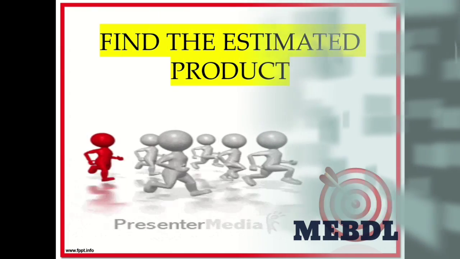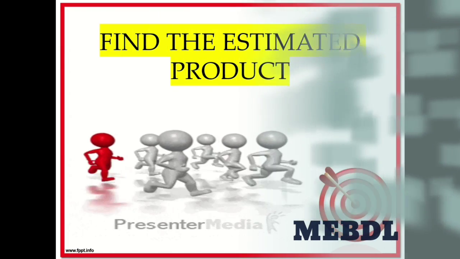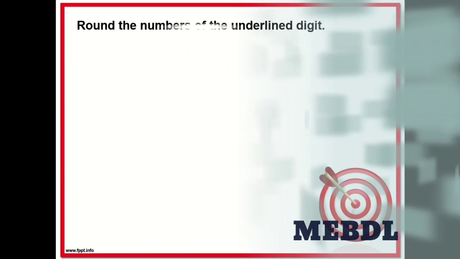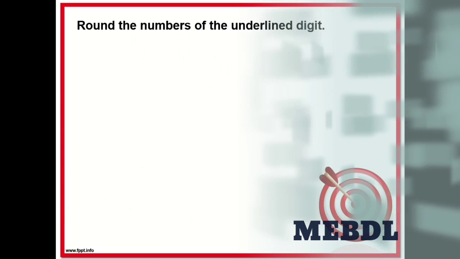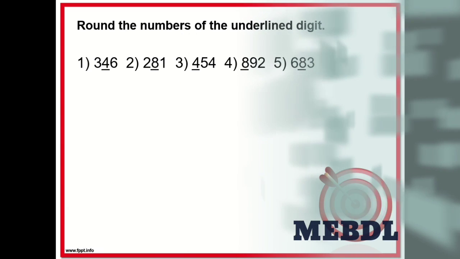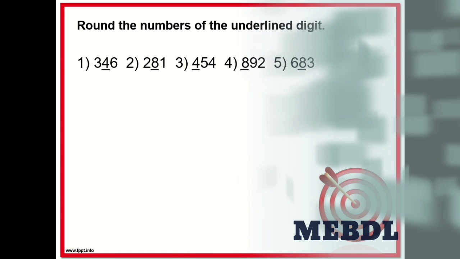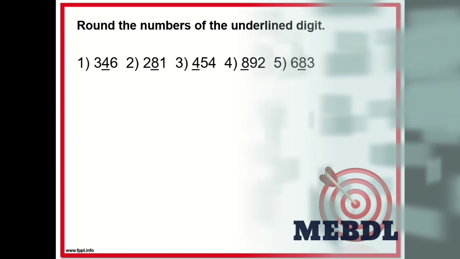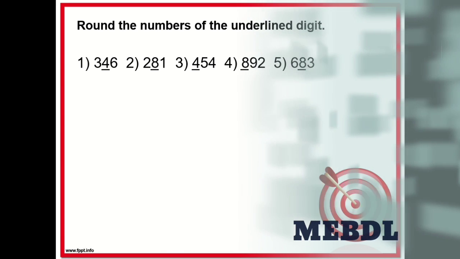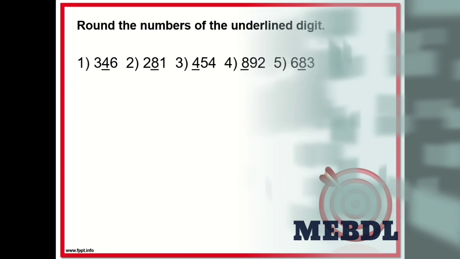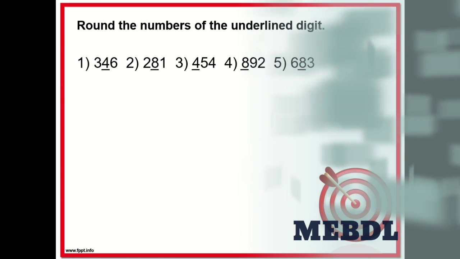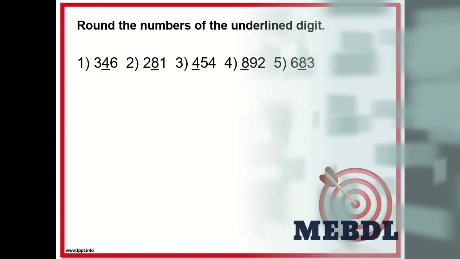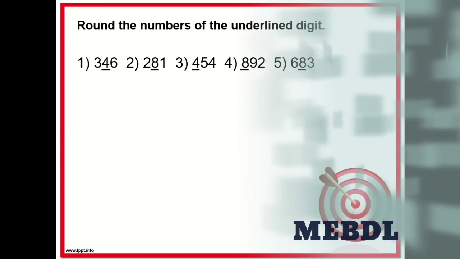Okay, let's move on to the second topic. Find the estimated product. But before that, let's have a short challenge about rounding numbers. Number 1, we have 346. Number 2, 281. Number 3, 454. Number 4, 892. Number 5, 683. I'm going to pause for a while. I'll give you a minute or two to finish this math challenge.